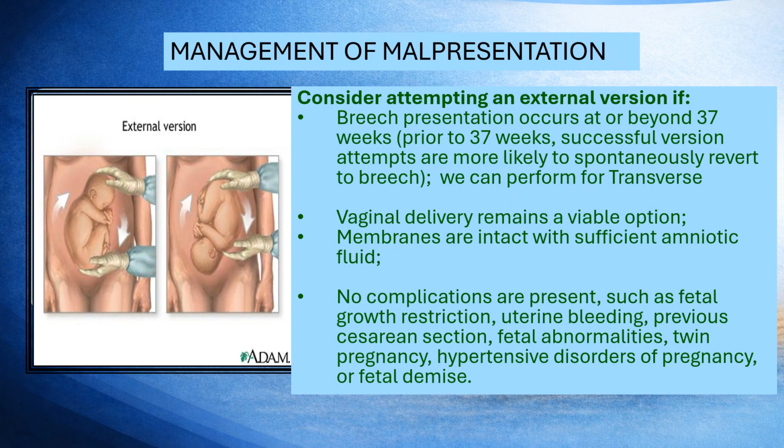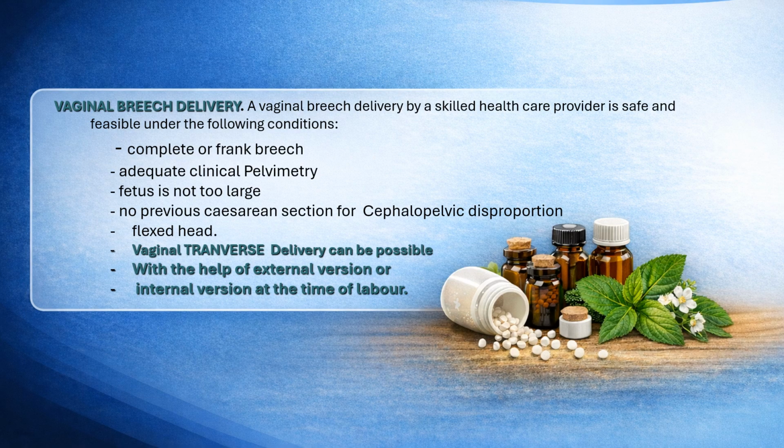If breech presentation or transverse presentation is detected before the labor and the membranes are intact, then external cephalic version may be attempted before 37 weeks. If external cephalic version is successful, normal vaginal delivery may proceed. If unsuccessful or contraindicated, then caesarean section is recommended.